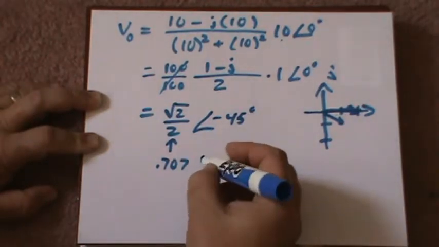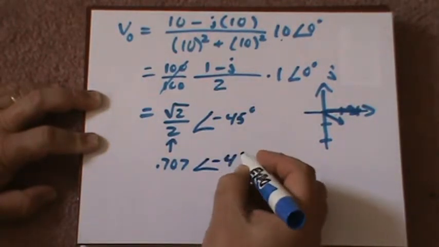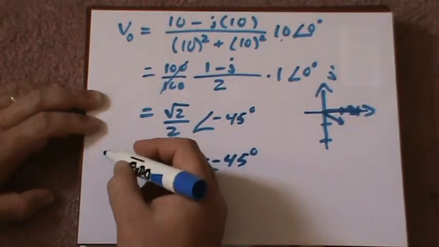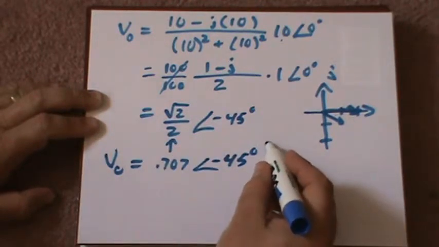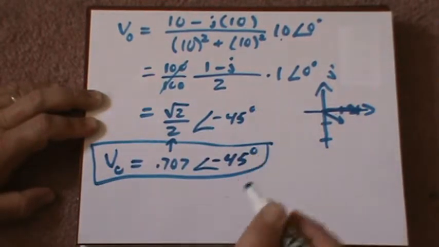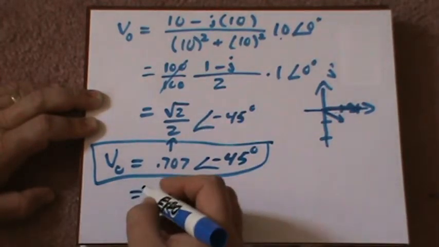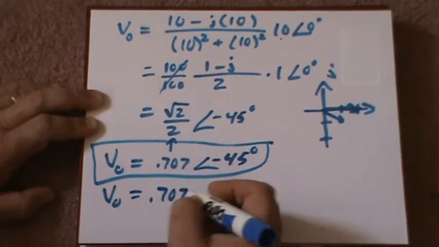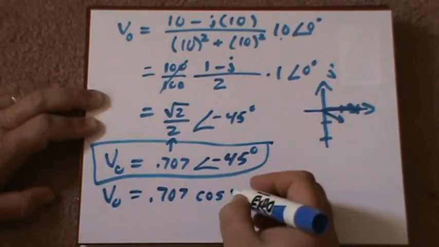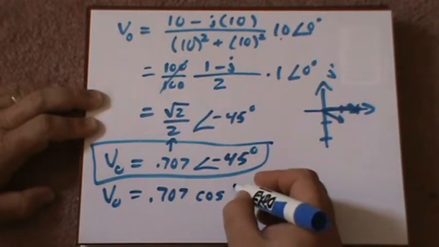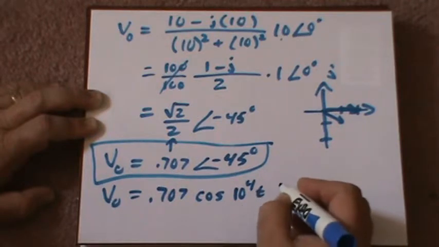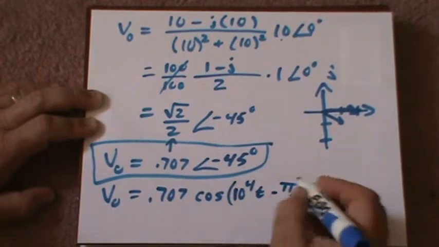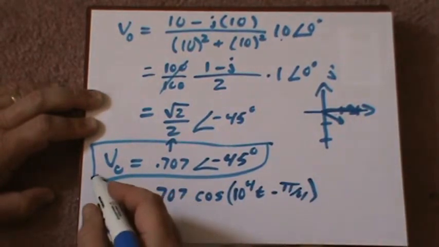Okay, so in the end, in phasor notation, we've got this. So given our input, this is what your output is. If you want, you can also take this out of phasor notation, and we could say that V0 is equal to 0.707 cosine of omega t, where in our case omega is 10 to the 4th, minus, and I'll put the radians here, otherwise I think people will make a mistake.